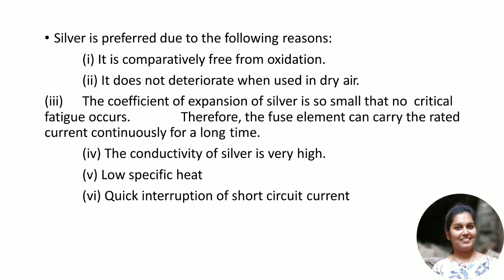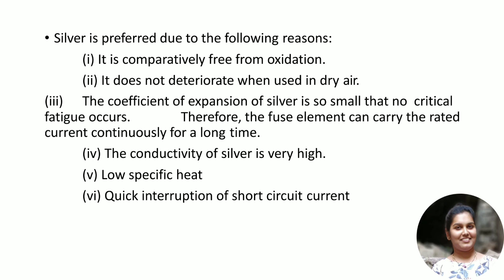That is, it is comparatively free from oxidation, and the second thing is it does not deteriorate when used in dry air. Next is the coefficient of expansion of silver is so small that no critical fatigue occurs. Therefore, the fuse element can carry the rated current continuously for a long time. So this is a major point which made silver to be used these days.